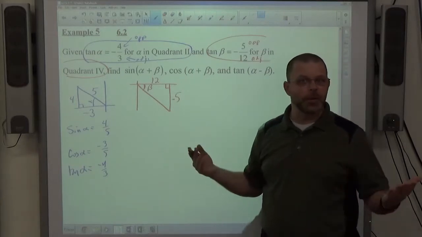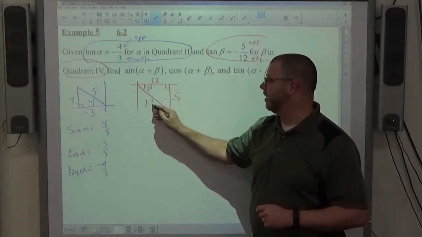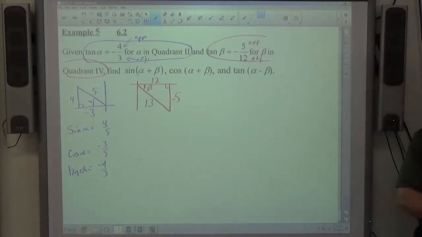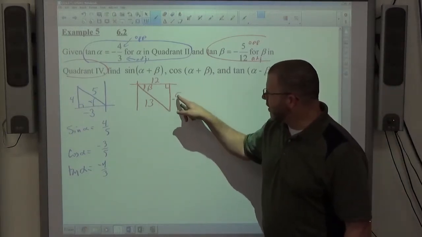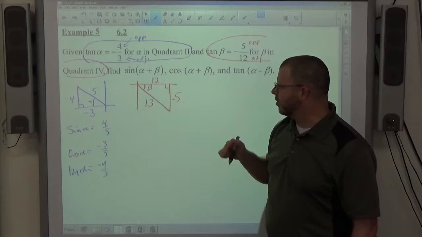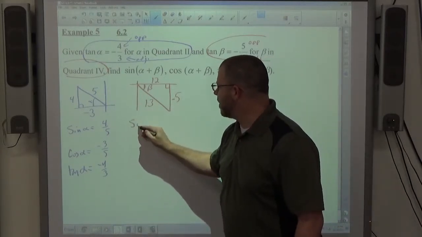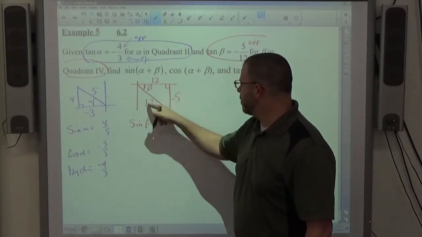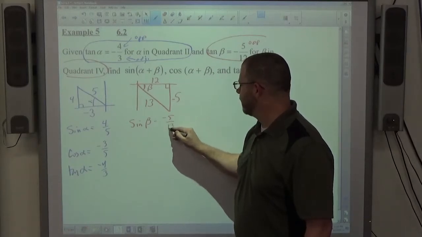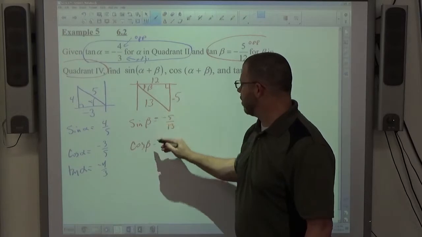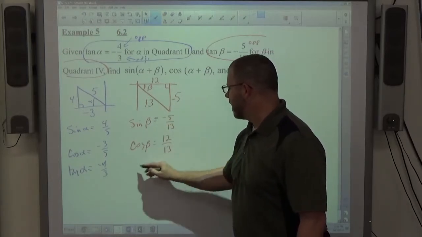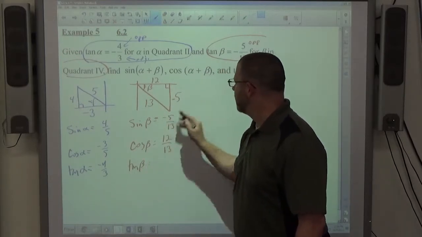And again, in Pythagorean triple world, 5, 12, 13 is a Pythagorean triple. Hypotenuse is always positive. I forgot to mention on the first one, hypotenuse is always positive, never negative. All right. So opposite -5, adjacent +12, hypotenuse 13. The sine of beta is opposite over hypotenuse. The cosine of beta is adjacent over hypotenuse. And the tangent of beta is opposite over adjacent.